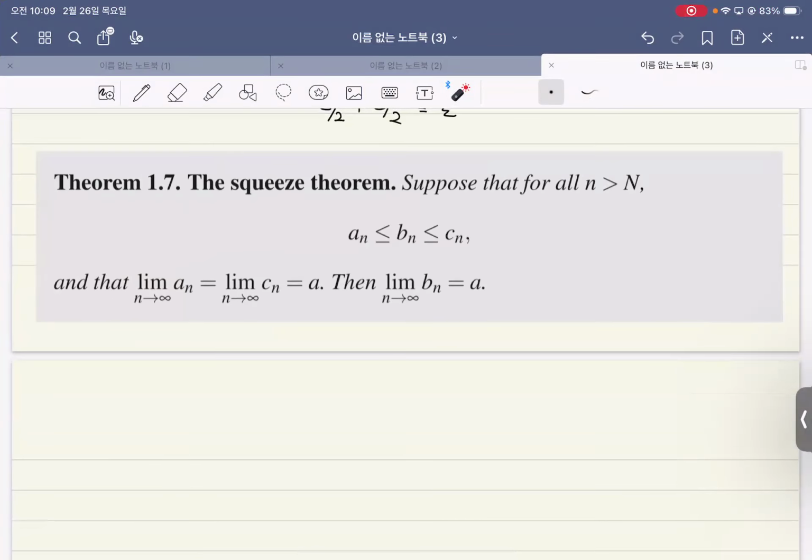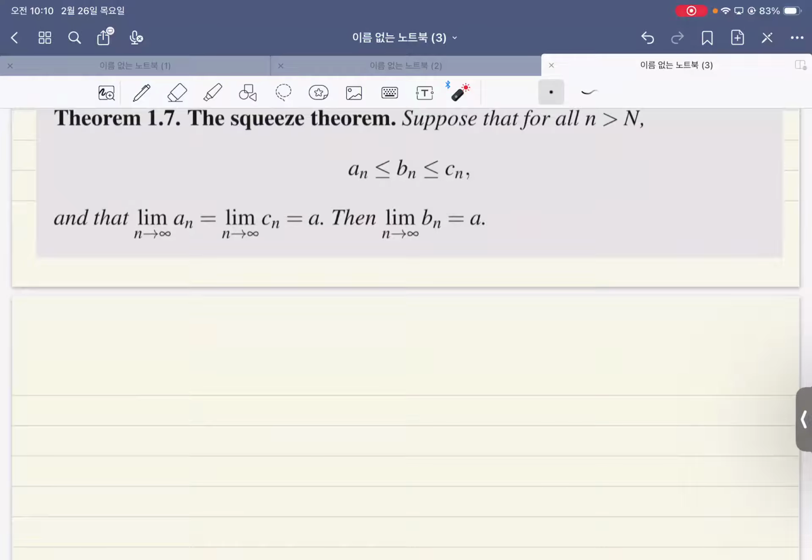The squeeze theorem. Let us consider the scenario. I have three sequences, an, bn, and cn, and it happens that the middle sequence bn lies between an and cn for every index n. On top of that, let us assume that the left-hand side and right-hand side sequences converge to the same number, a. In that case, the middle sequence also converges to the same number. This is the squeeze theorem, or sometimes called the sandwich theorem.